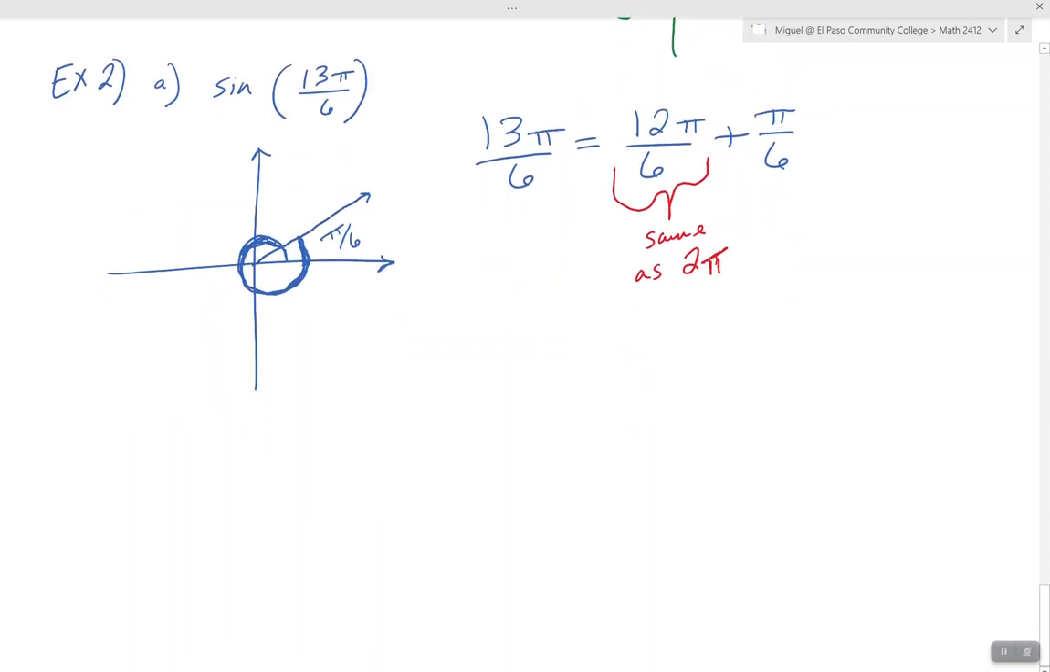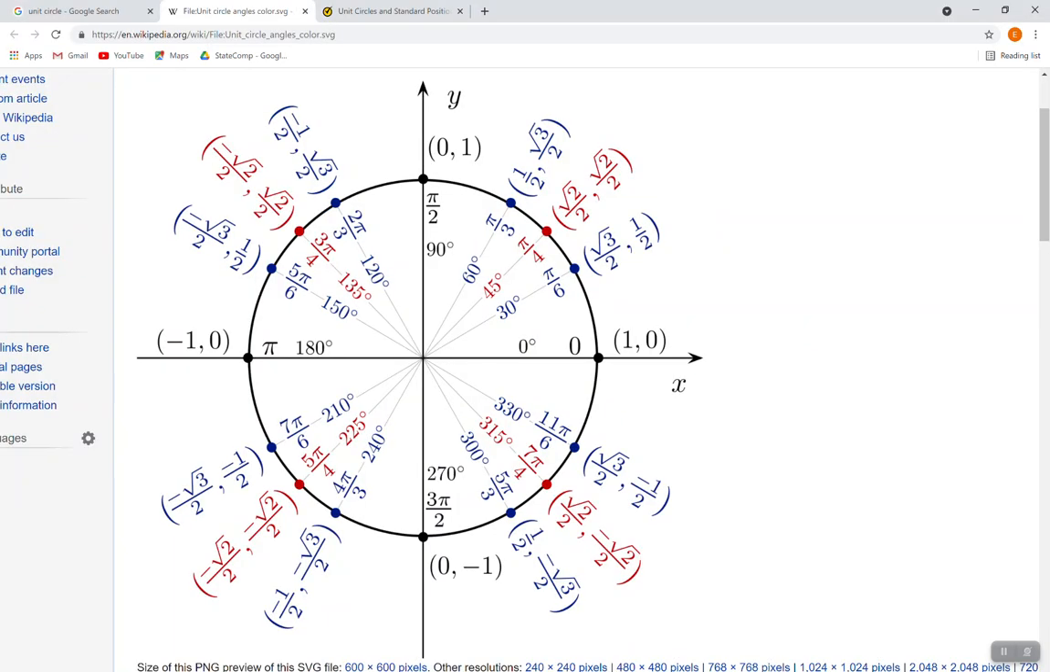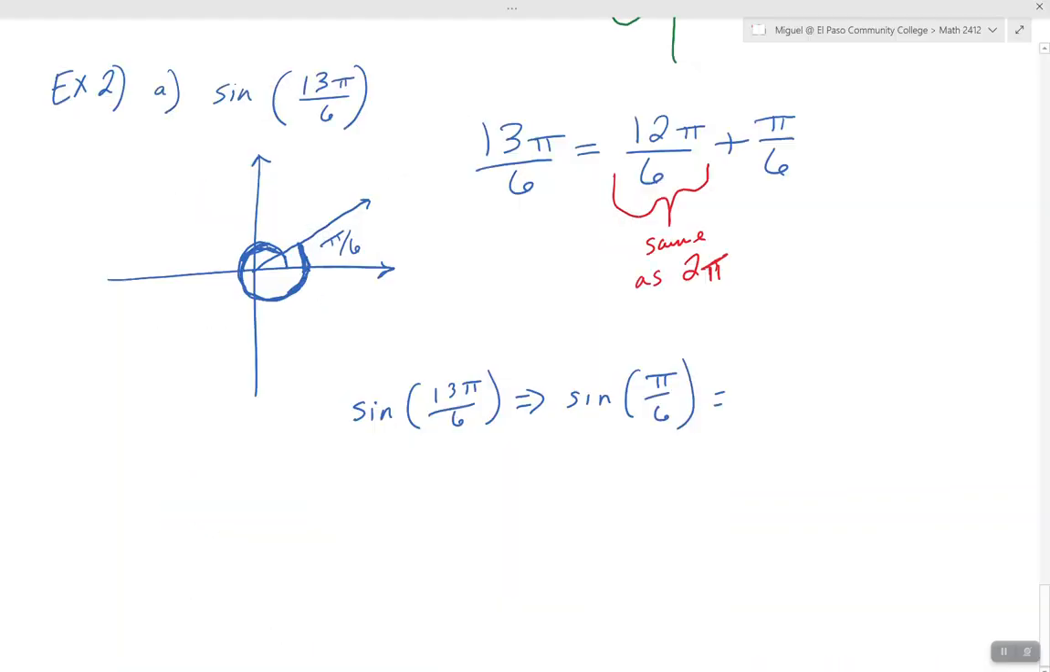So instead of using 13 pi over 6, we can change this to just pi over 6, okay? And of course, pi over 6 is easy. That was one of the ones that's in our unit circle, right? What was its sign? So the y value is 1/2 for that one.